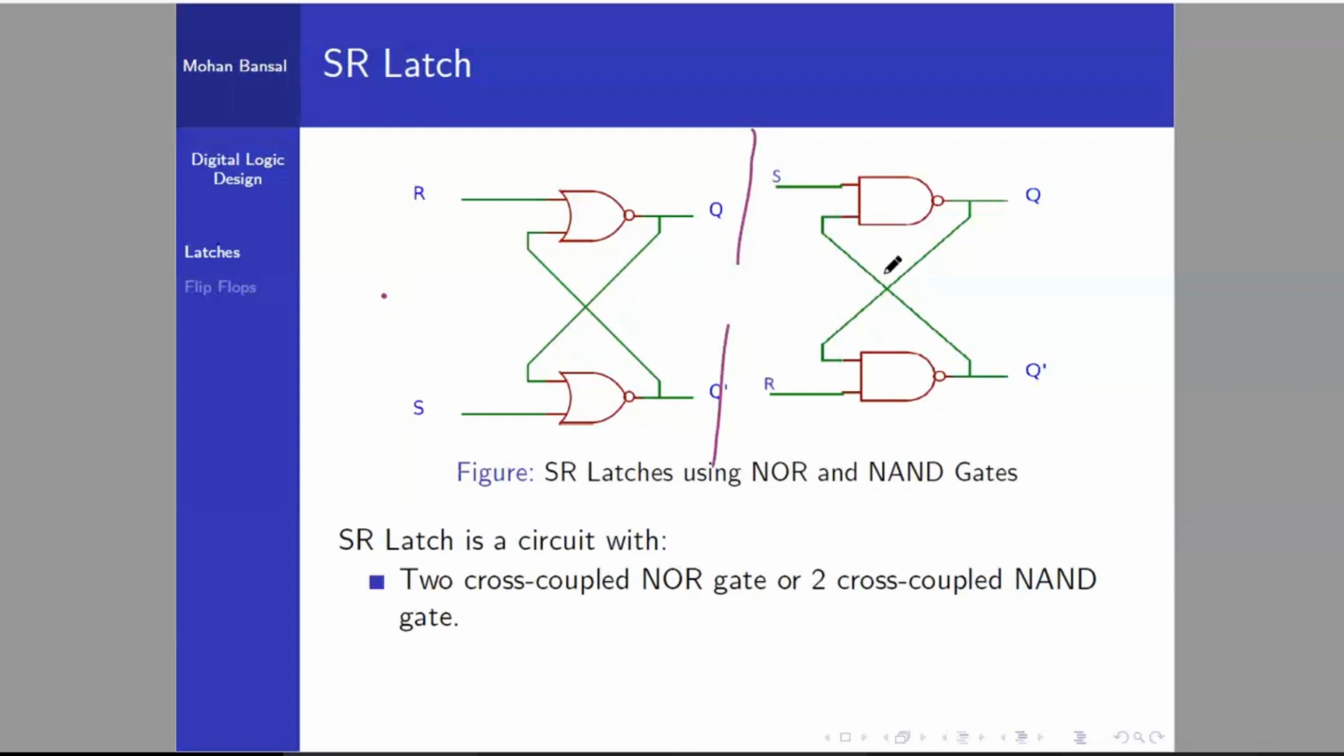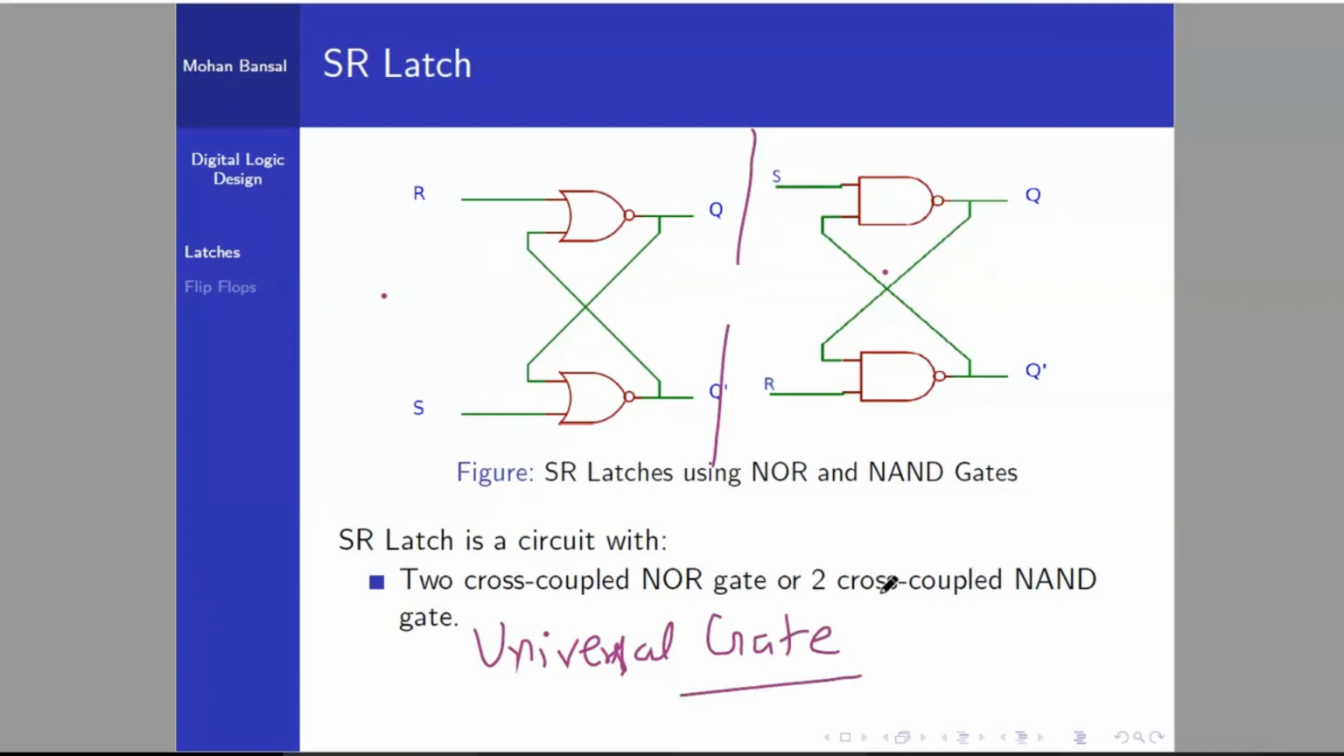So a latch can be designed with the help of NOR gate, or a latch can be designed with the help of NAND gate also. Why are we using only NOR gate and NAND gate? Have you heard about the universal gate? Do you know about the universal gate? Yes, sir. We have not covered it in this course because it is not given in the syllabus, but it is a very important topic as per my point of view.